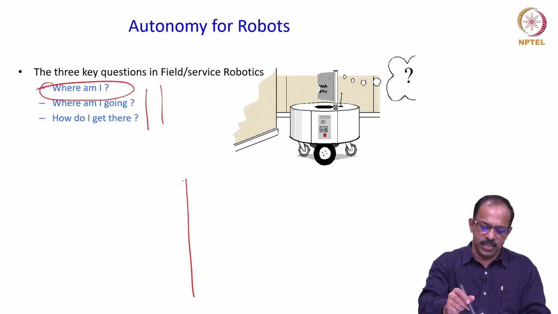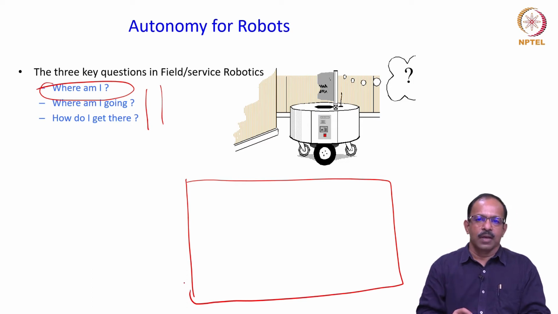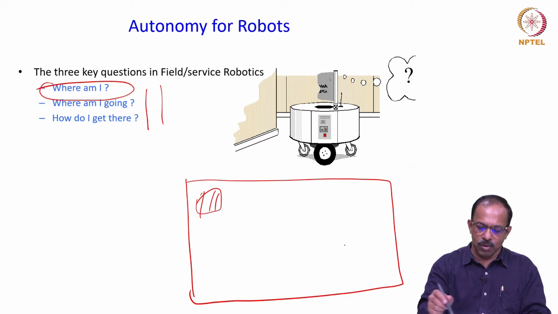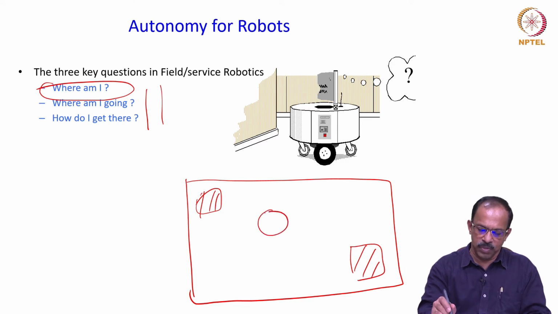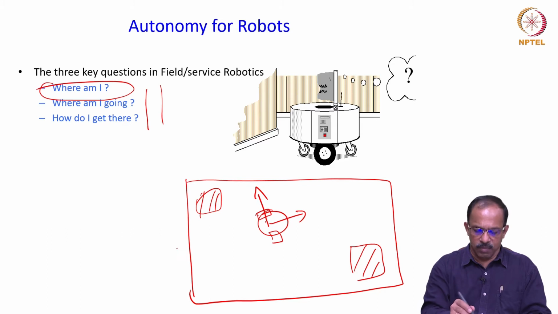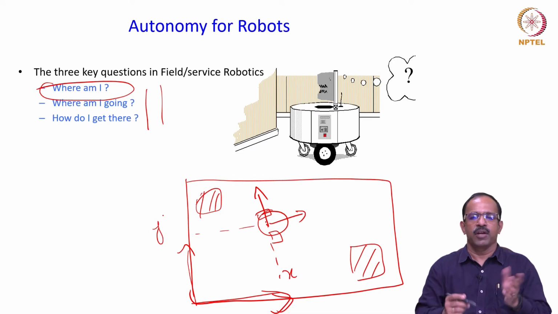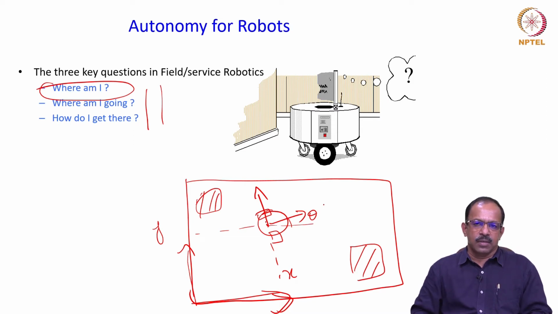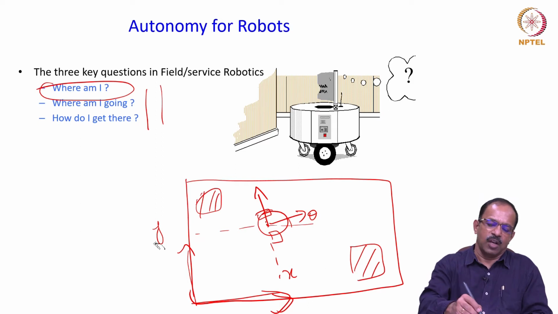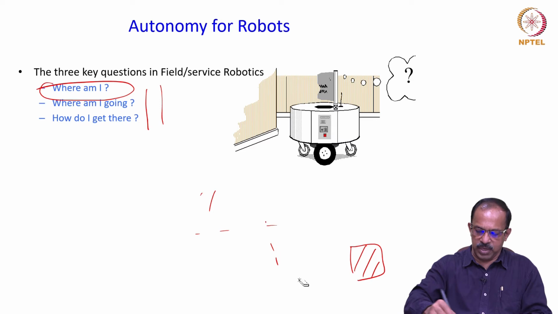So if there is a large area where the robot is moving, and this map is already given to the robot, or the robot has created a map on its own based on the information, then within this, the robot should be able to know where it is. Suppose this is the robot. The robot should know its x and y position with respect to a reference frame, and of course its orientation theta also. So that is important. If the robot can get this information, its x, y and theta, somehow through the use of sensors, then we say that the robot is localized. That is basically the localization requirement.